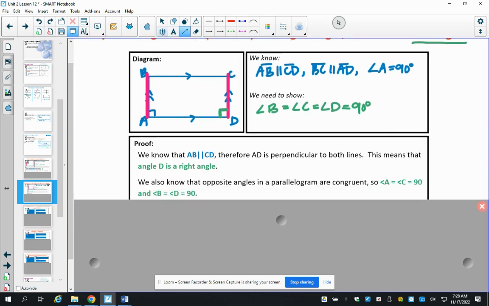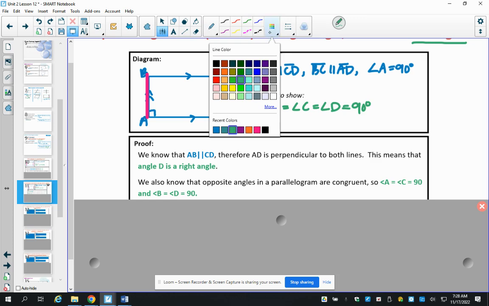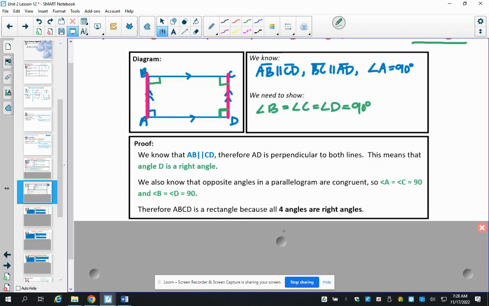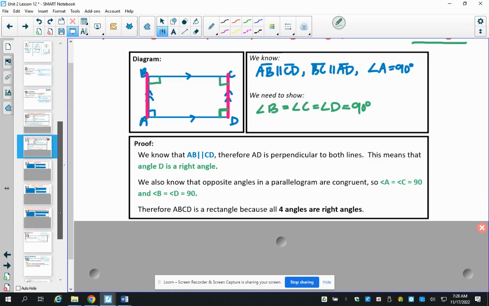Then, since it's a parallelogram, we've already talked about that in a parallelogram, opposite angles are congruent. So now that we have these two as 90-degree angles, we also know that angles opposite them are congruent. So we know that A is equal to C, so it's a 90-degree angle. And we know that D and B are congruent, so B is a 90-degree angle. So now we've shown that all four angles are right angles. That makes ABCD a rectangle.